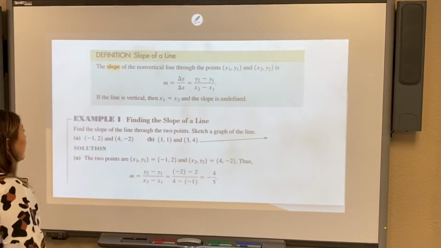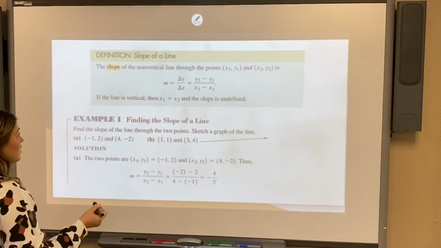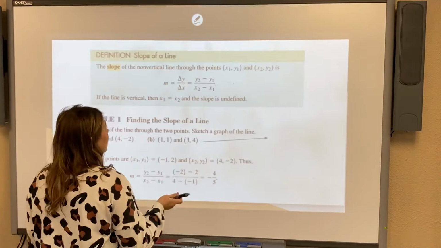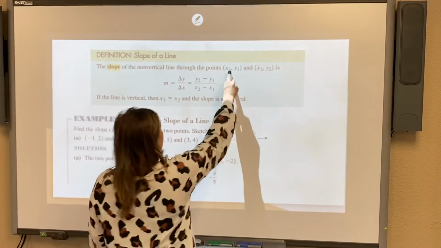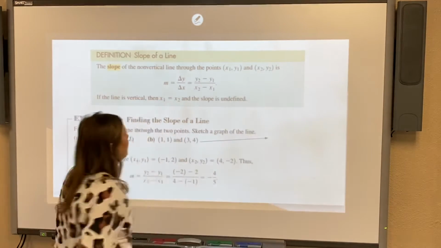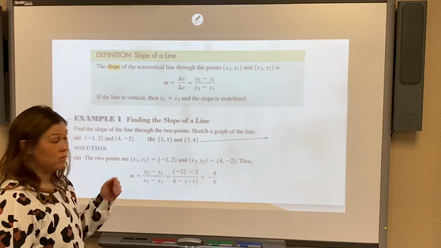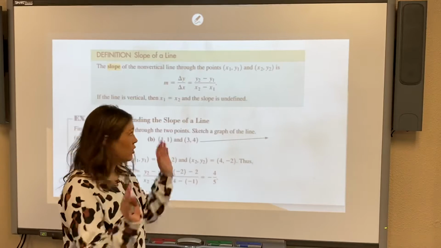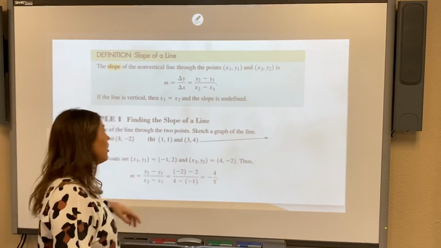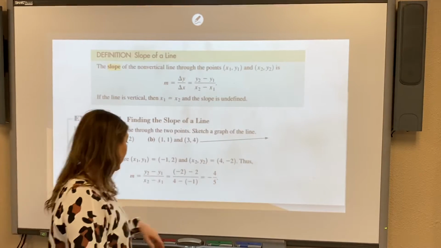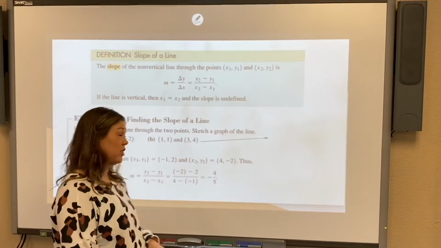If the line is vertical, then x1 equals x2 and the slope is undefined. So if your x's are 0 and 0, that means it's undefined. That's straight up and down. Or sorry, the slope is undefined. There's no slope because you can't have a 0 in the denominator. So to find the slope of a line, again, we just find the change in y's over the change in x's.